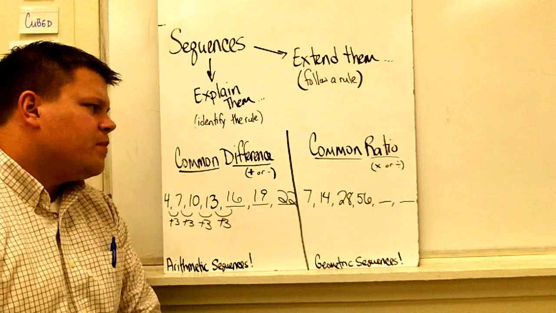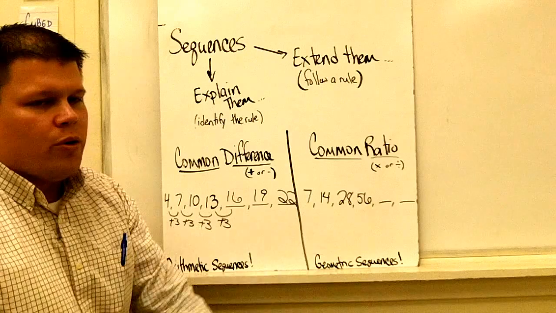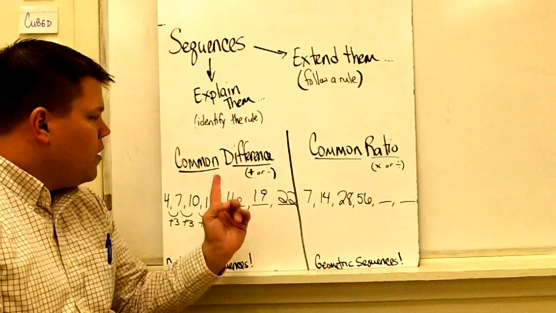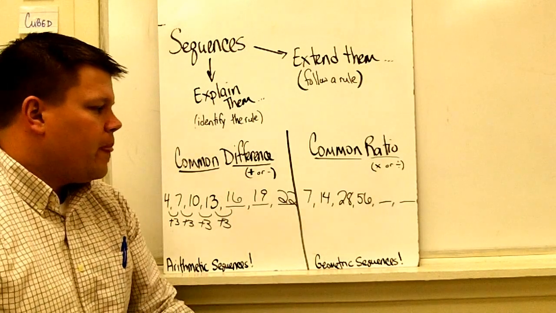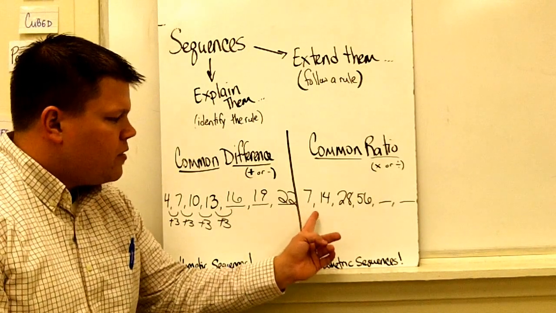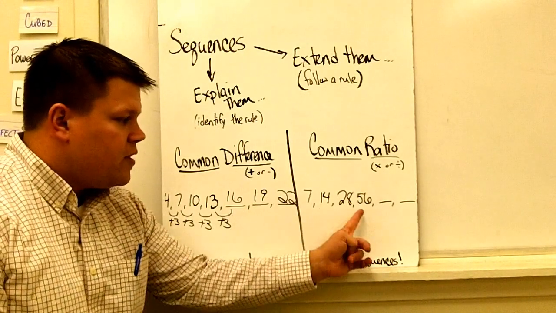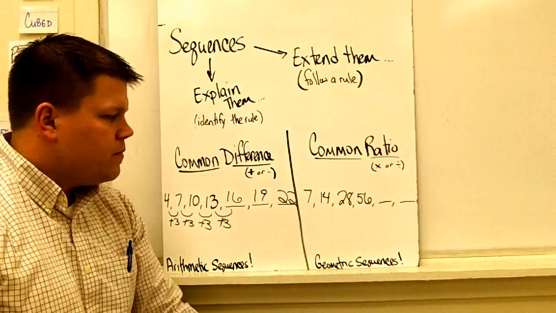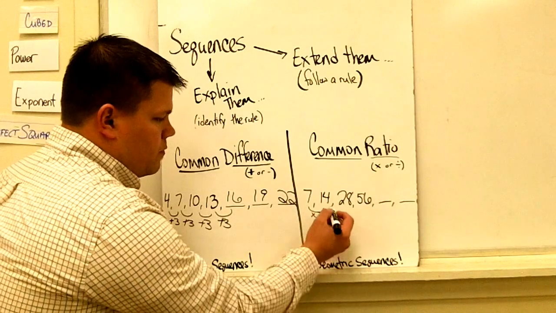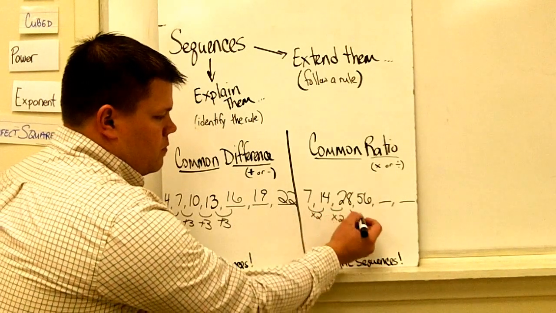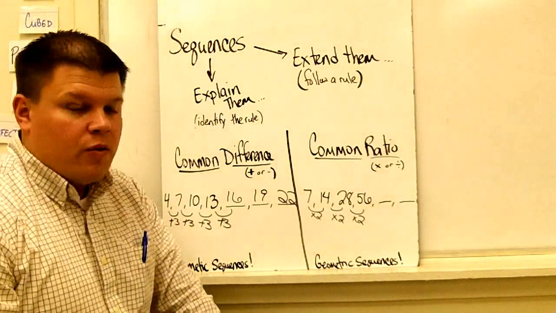What about for this one? It says common ratio, and commonly you're going to deal with either multiplication or division with a common ratio. Same thing with common difference. You're going to deal with addition and subtraction. What's going on here? 7 to 14, 14 to 28, 28 to 56. If you said multiply by 2, or doubling, then you'd be correct.